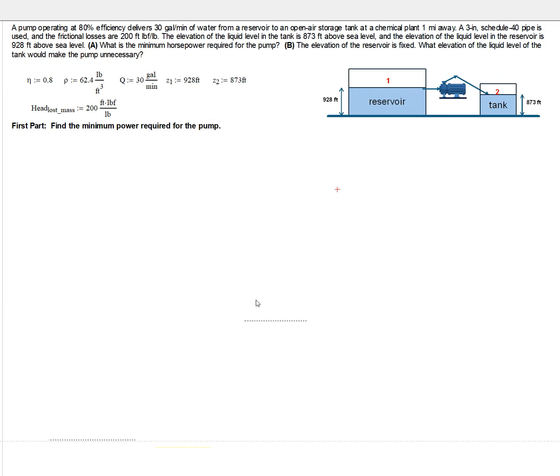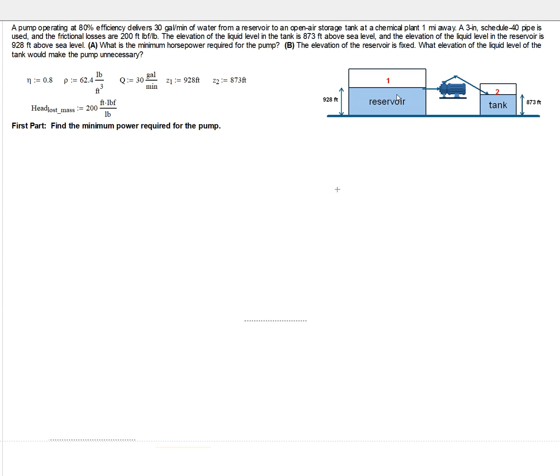We've got a pump that's operating at 80% efficiency, and it's delivering 30 gallons per minute of water from a reservoir to an open-air storage tank at a chemical plant that is 1 mile away. We're using 3-inch Schedule 40 pipe, and the frictional losses are given to us as 200 foot-pounds force per pound mass. The elevation of the liquid level in the tank at our chemical plant is 873 feet above sea level, and the elevation of the liquid level in the reservoir is 928 feet above sea level.